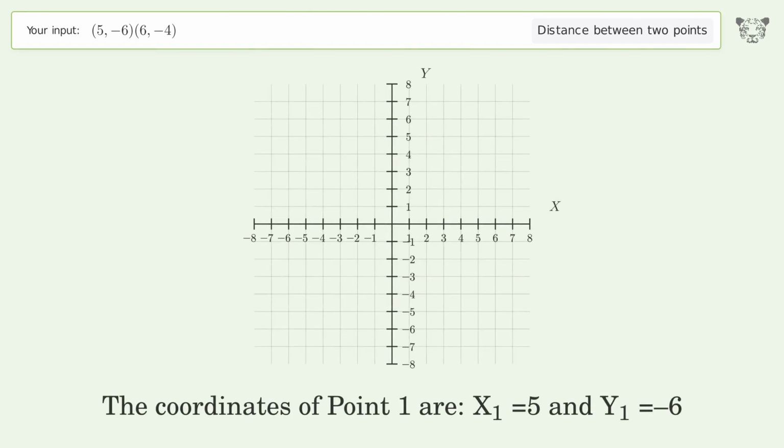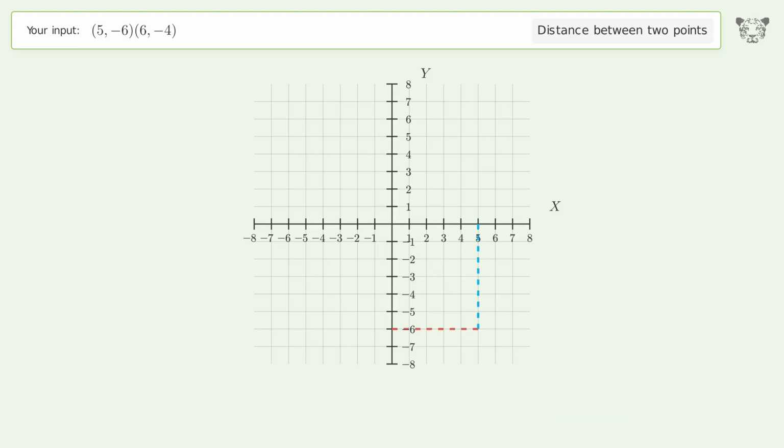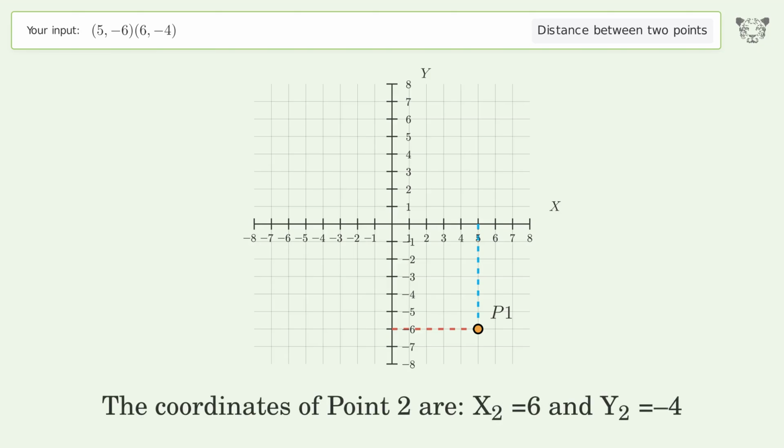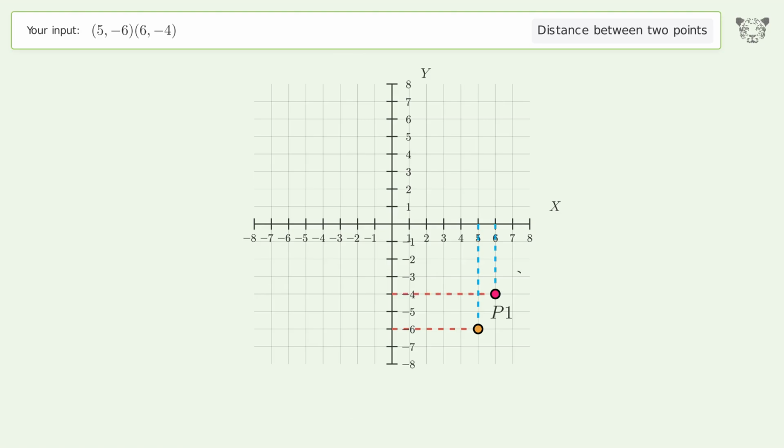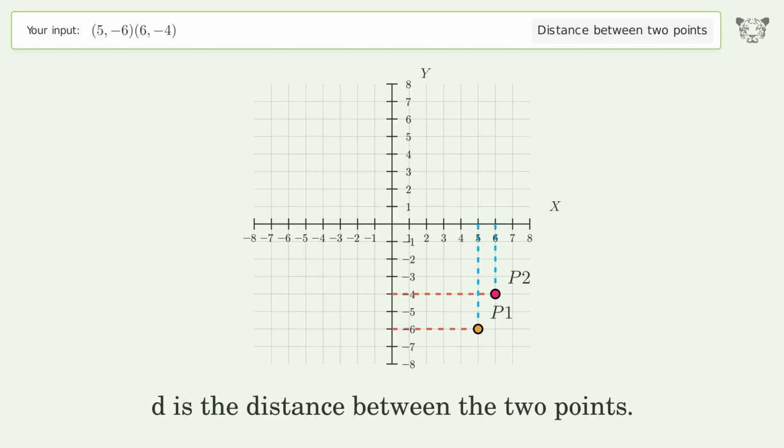The coordinates of point 1 are, x1 equals 5 and y1 equals -6. The coordinates of point 2 are, x2 equals 6 and y2 equals -4. D is the distance between the 2 points.